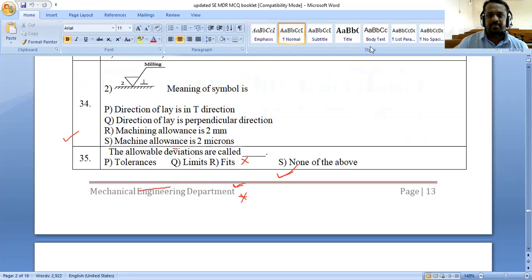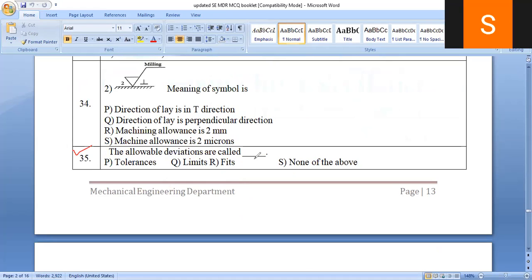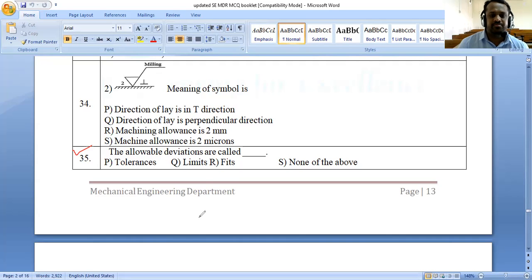Then the next is the 34 number question. Allowable deviations are called the tolerance, limit, or fit. Yes, limit. Allowable deviations are called the limit, or tolerance. Deviations limit we can call.